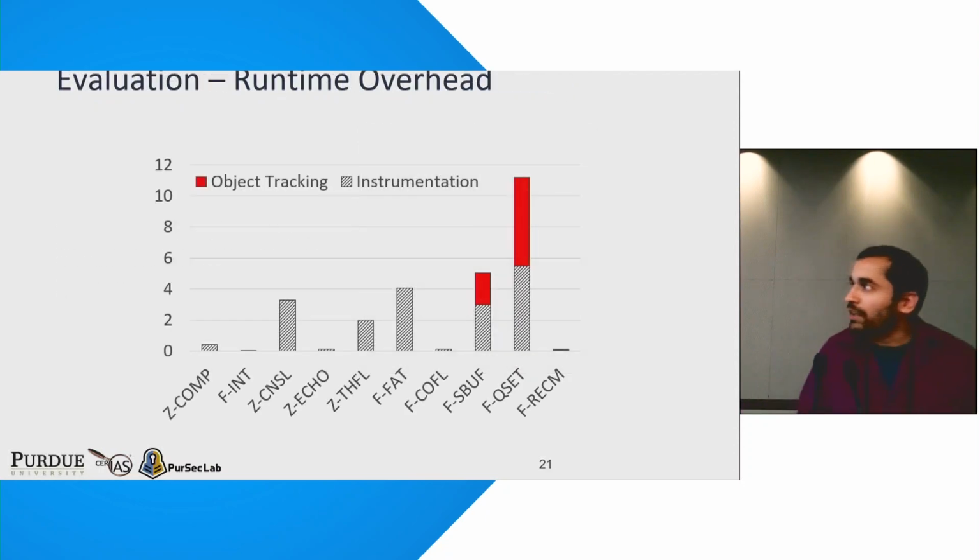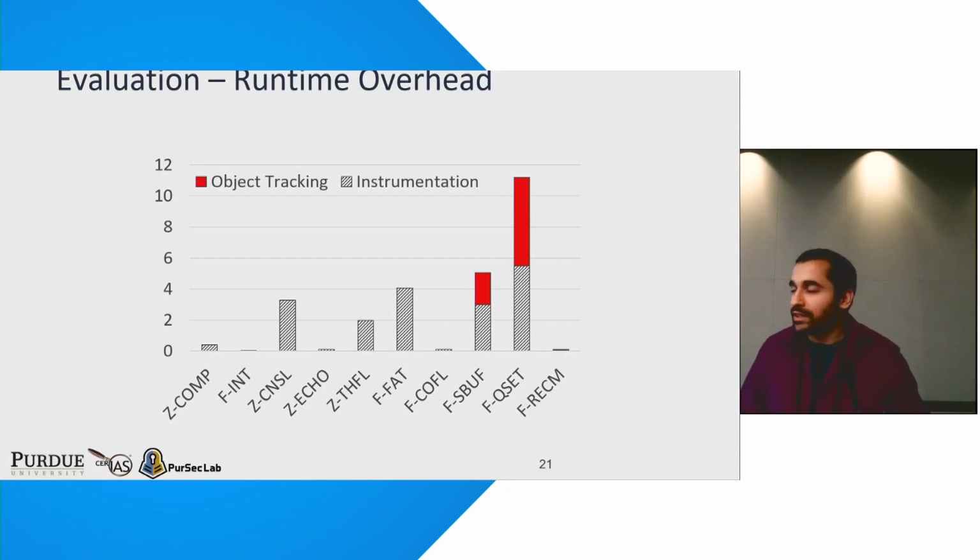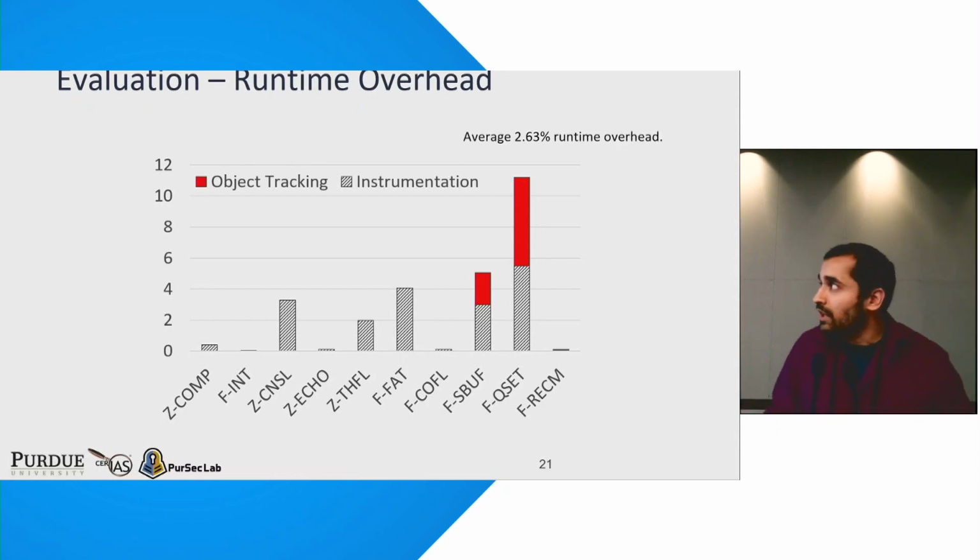As far as the runtime overhead is concerned, even though most of our checks are at compile time, we do incur some runtime overhead, especially for the instrumentation for type safety and memory safety, and the object tracking that we do across the compatibility layer. Again, it depends on the application, but in general, for the evaluation that we did for our applications, we incurred an average overhead of 2.63%.